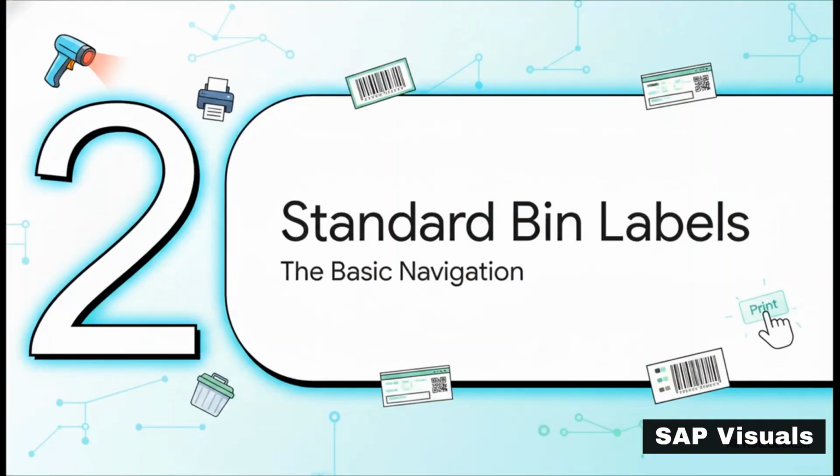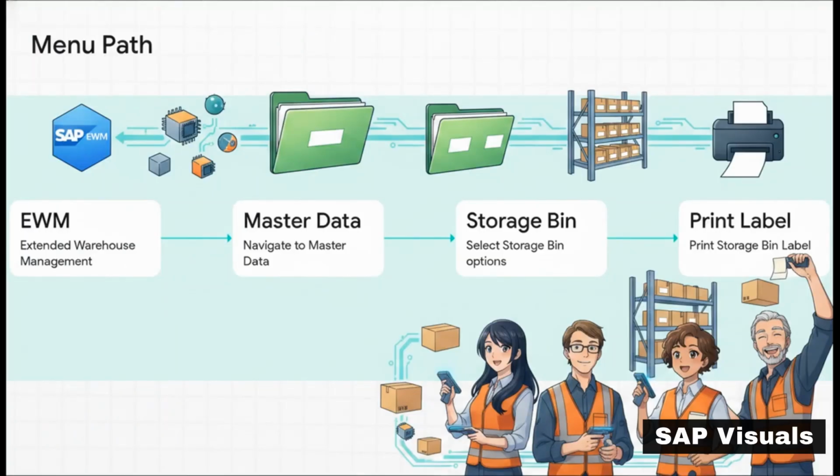Moving right along to section 2, printing standard bin labels and the basic navigation required to get there. The crucial point here is knowing exactly where to go in the SAP Easy Access Menu to trigger this whole process. It's actually a very logical flow. You start by opening the Extended Warehouse Management folder, drill down into Master Data, open up Storage Bin, and finally select Print Storage Bin Label. This specific sequence is your standard navigation to get the printing process rolling for everyday bins.